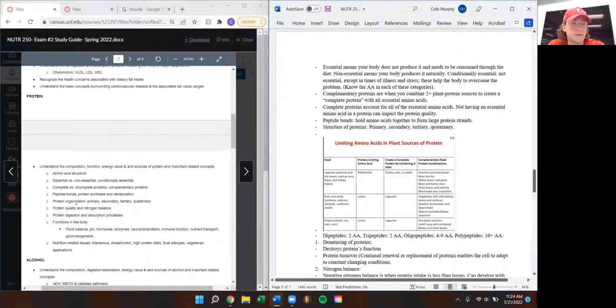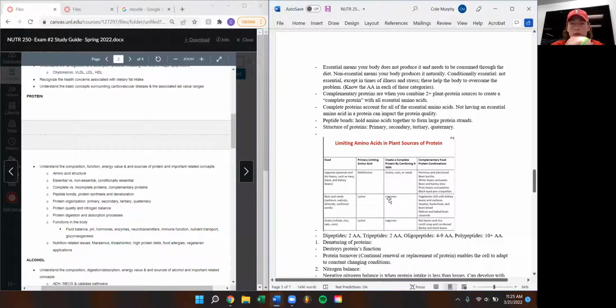Moving on to the structure of the protein. If you have multiple amino acids in one chain, that's a primary structure, and then a secondary is going to be multiple chains, a tertiary is just multiple secondaries, and a quaternary is just going to be multiple tertiaries. So understanding the order of these is going to be important to understand the concept of what exactly a protein is.